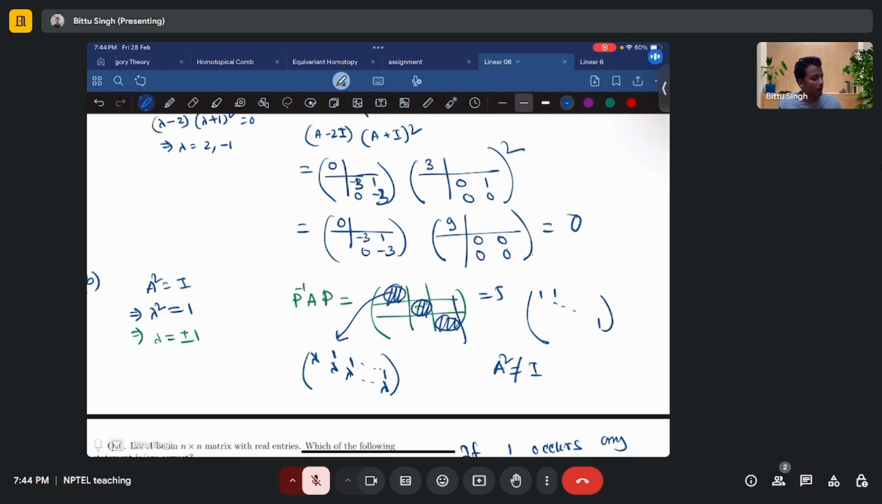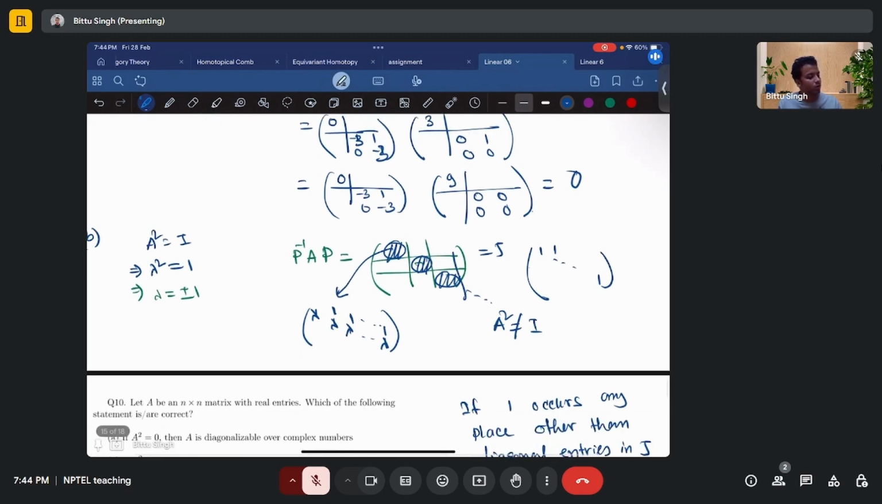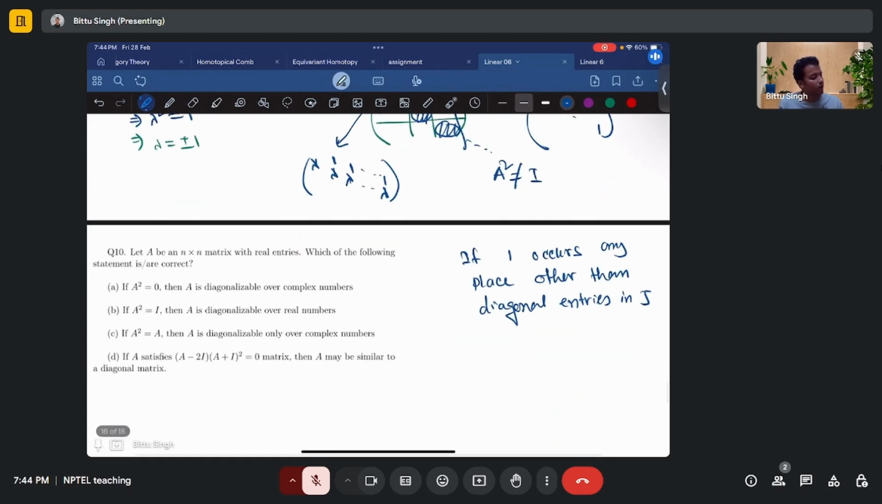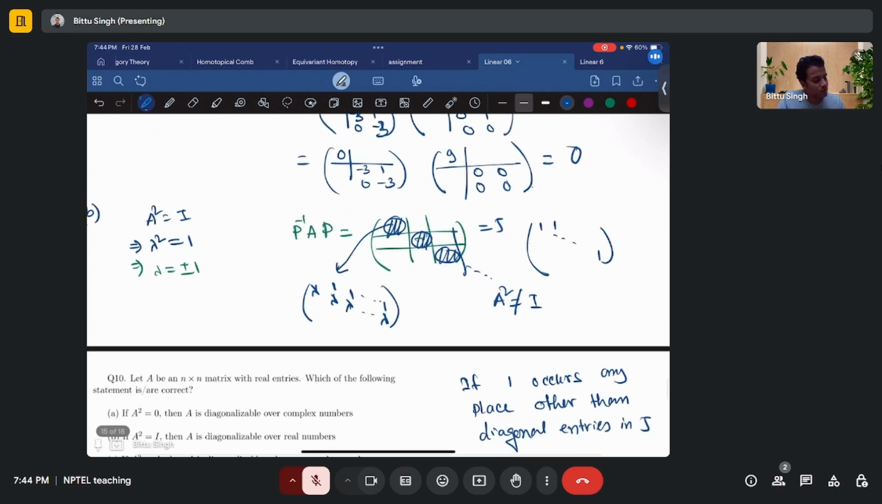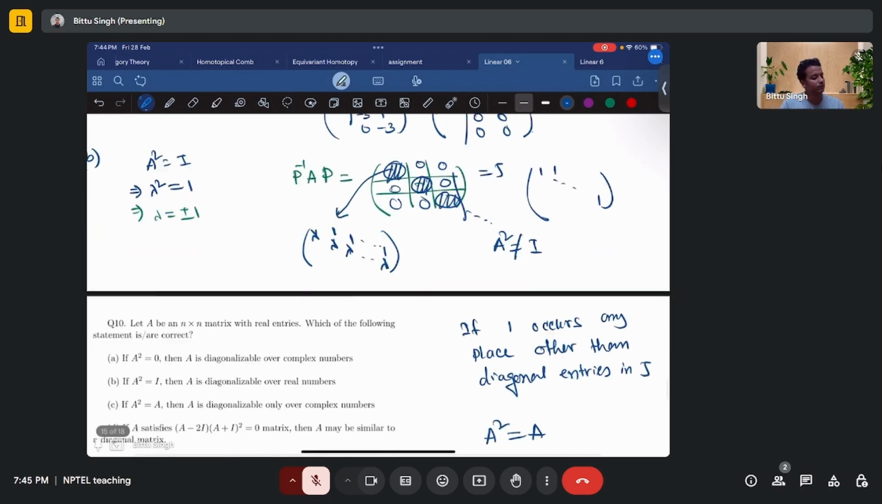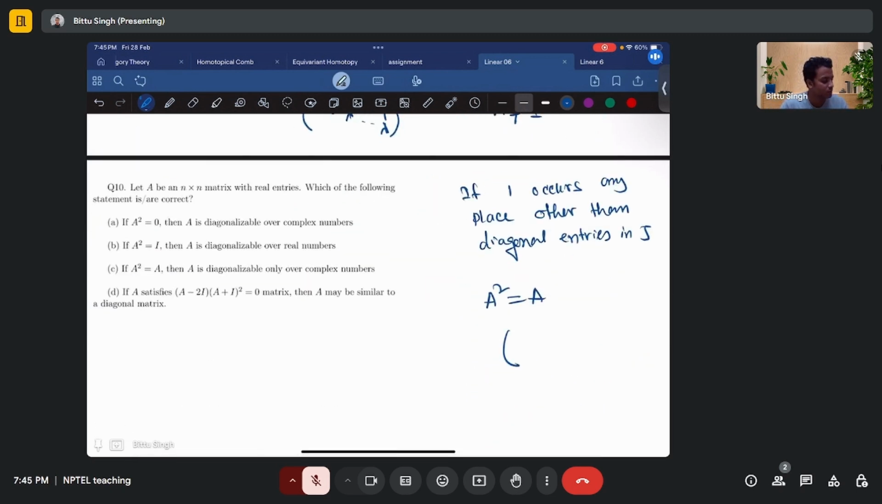So it is not three. There can be other blocks also, more than three blocks. So if one occurs in other entries, at a non-diagonal position, then A square cannot be I, right? Because those are actually zeros. This is easy to verify. For example, let us check with this example. So this is 1 1, and suppose 1 occurs in this place, then just multiply, A square cannot be identity.